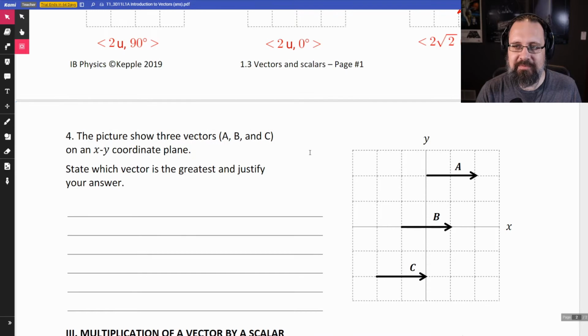Let's look at this question number 4. The picture shows 3 vectors, A, B, and C, on an XY coordinate plane. State which vector is the greatest and justify your answer. So pause this video and go answer this question.